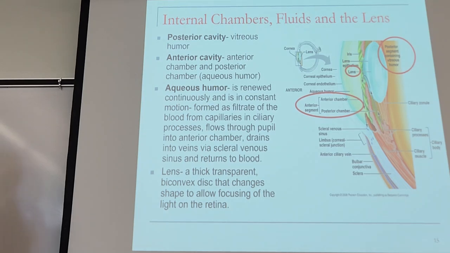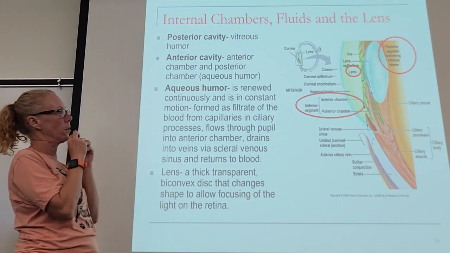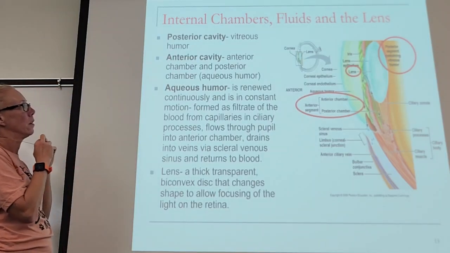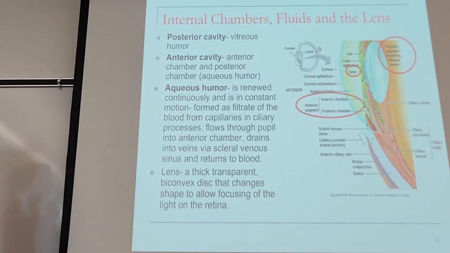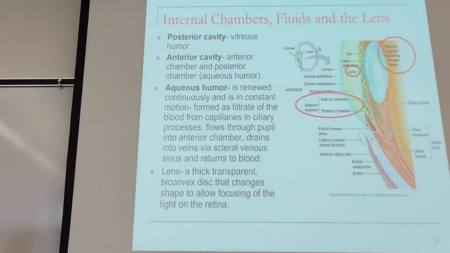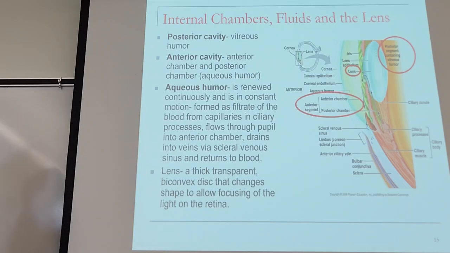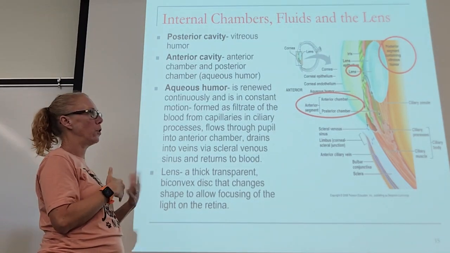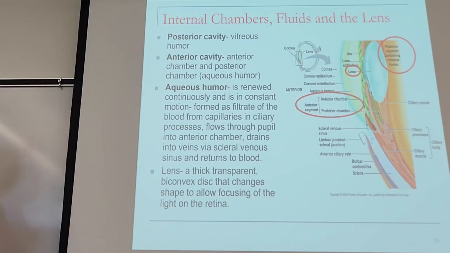Okay, so nothing really new here, right? We've already looked at these structures in lab, which is nice. So we know that the posterior cavity has that jelly-like vitreous humor, and the vitreous humor is designed to keep the retina against the posterior wall of the eyeball, right? And vitreous humor, what you're born with is what you have for your lifetime.